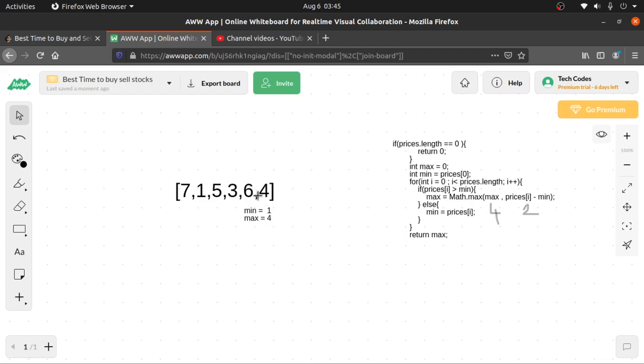Prices of I is 6, which is greater than minimum 1. Yes, that's the case. So min stays the same. We're not updating the min, and we are updating the max. Math.max is, let's erase this. The current maximum is 4, and prices of I is 6 minus min 1 is 5. And we will pick the maximum number here, and in this case max is 5. So we update the maximum number.